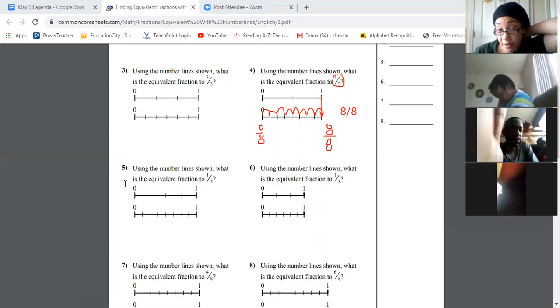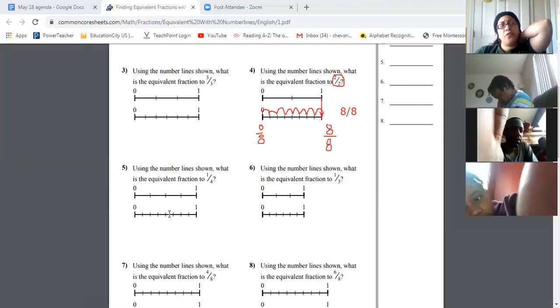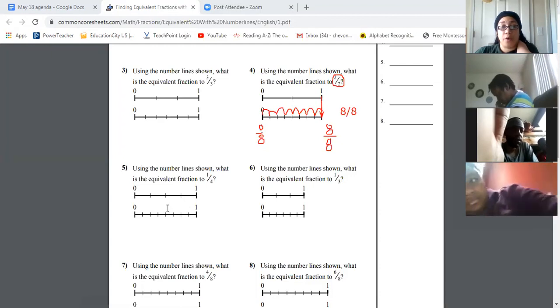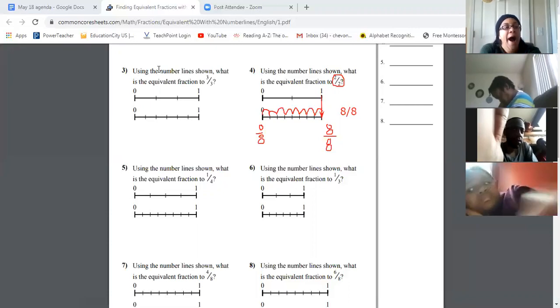All right, let's look down here at number 5. We're looking for 1/4. So we know that this is going to be 0 out of the 4, right? So which one's going to be 1/4? A, B, C, D, or E? Which line is going to be 1/4? Good.